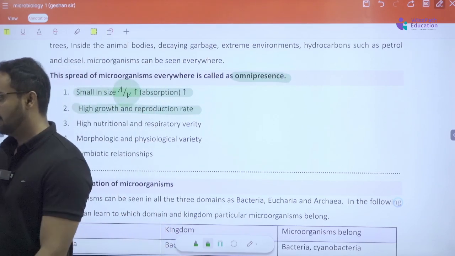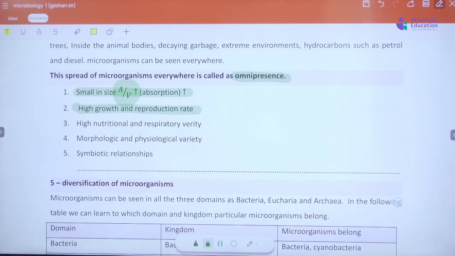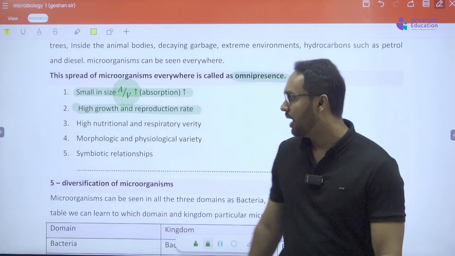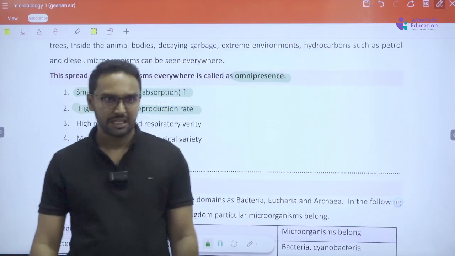Right? High growth rate and high reproduction rates are there. Third one, high nutritional and respiratory variety. We will be discussing this. Like, there is a high nutritional and respiratory variety.